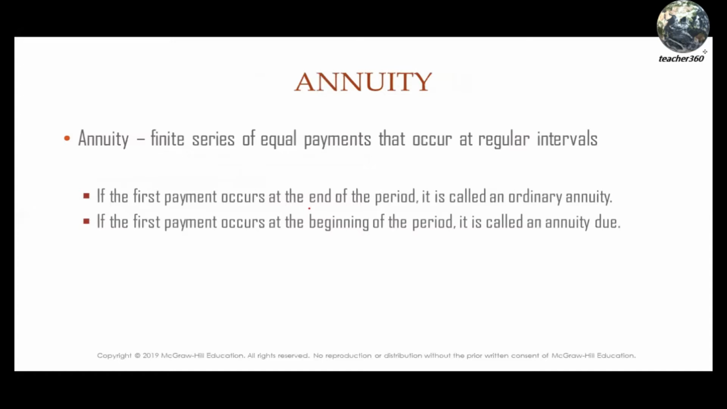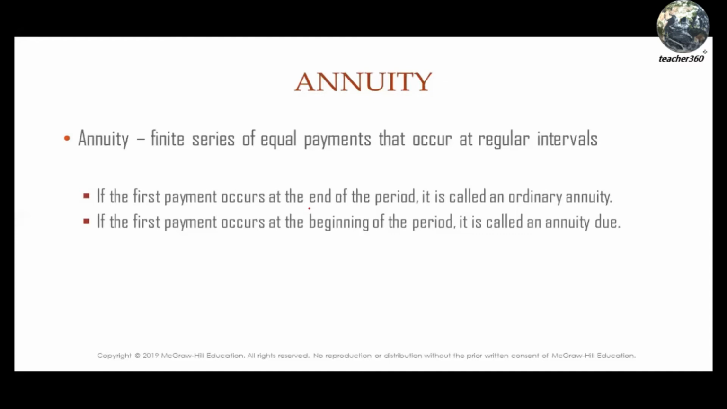Annuity. Annuity is a finite series of equal payments that occur at regular intervals. Annuities are like insurance contracts that promise to pay you regular income either immediately or in the future. The goal of an annuity is to provide a steady stream of income, typically during retirement.